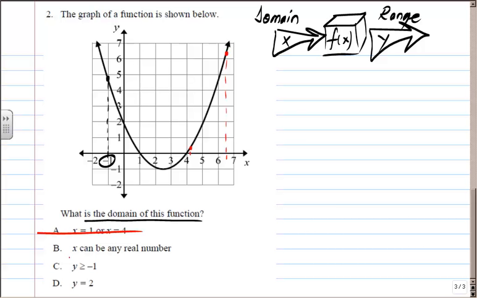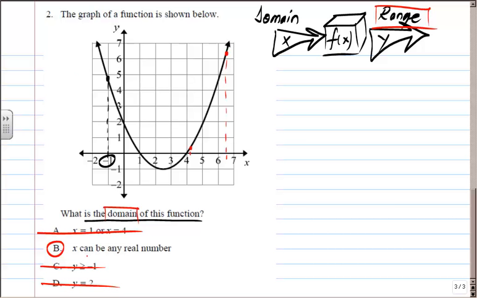Let's see B. Or actually, let's skip B, let's go to C and D. C says y greater than or equal to -1. Y is the output. Y is the range. The question is asking me to talk about the domain, which means C and D are not good, because I need the inputs, I need the x's, all the possible x's.